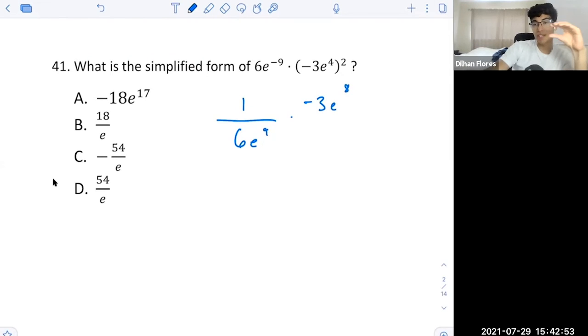So in the first part, that's 6e to the negative 9. That's like 6e to the negative 9 over 1, right? So those are equal to the same thing. So whenever you have a negative exponent, just flip it. If the negative exponent's on the bottom, flip it to the top. That's it. Just flip it whenever there's a negative exponent. All right, let's keep going.